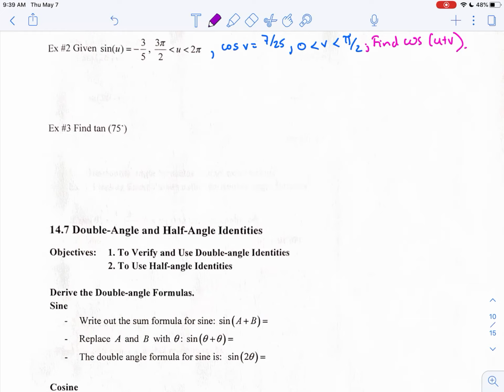So what I do is I try to break down 75. Can I rewrite 75 degrees as a sum of two different angles that are found on the unit circle? The fact that it ends with a 5 probably means there's a 45-degree angle in it. If you subtract 45 from 75, you get 30. So tangent of 75 is the same thing as tangent of 45 plus 30. So we're going to look up the sum formula for tangent.